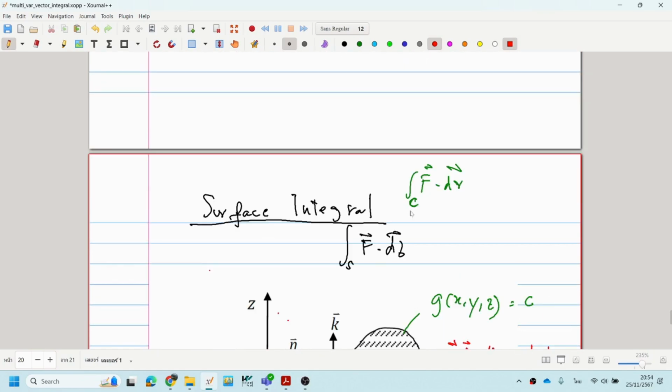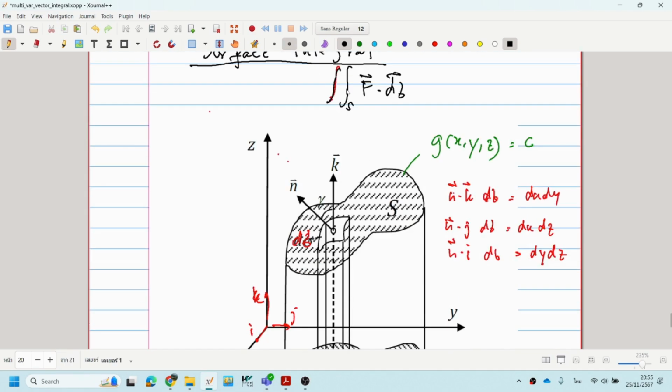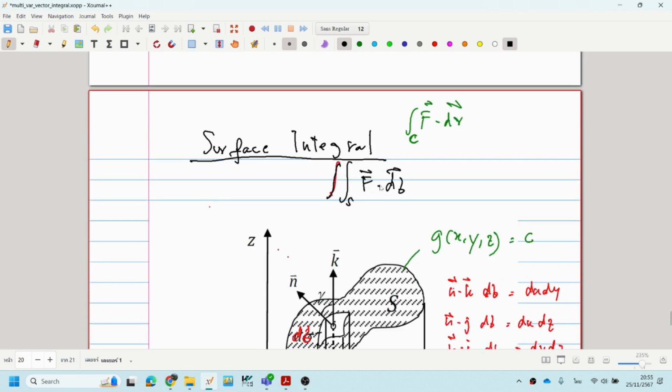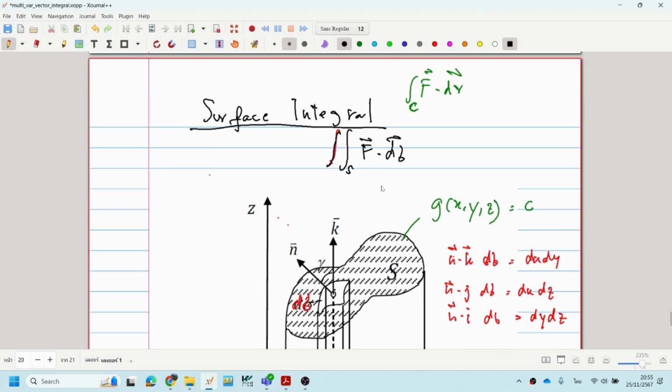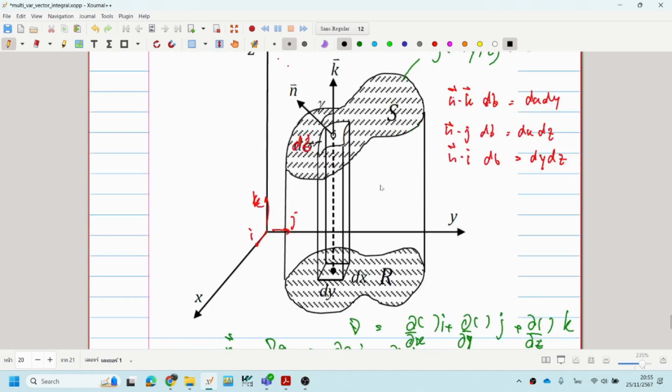Okay, surface integral, I forgot. It's another integral. A surface integral on a region is a double integral, with two integral operators, while a line integral is only one integral. For a surface integral there are two integrals, which I call a double integral.